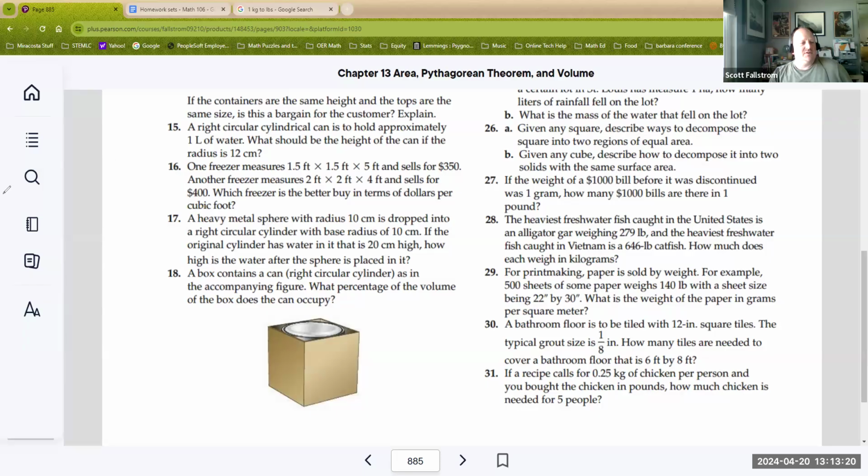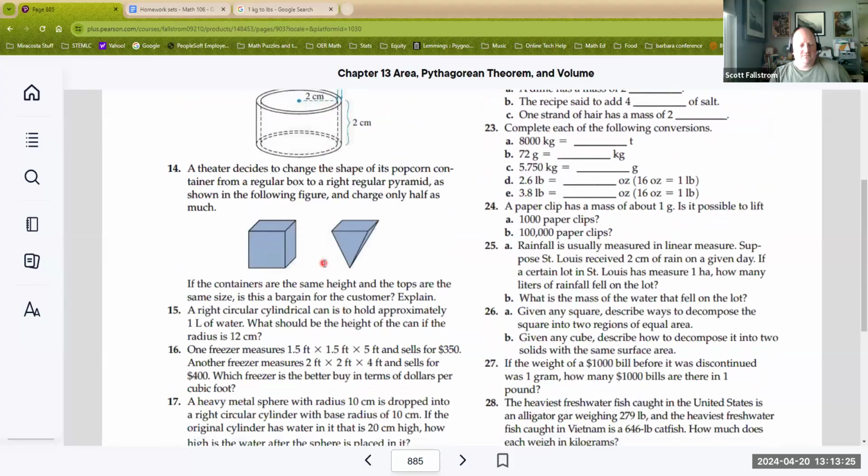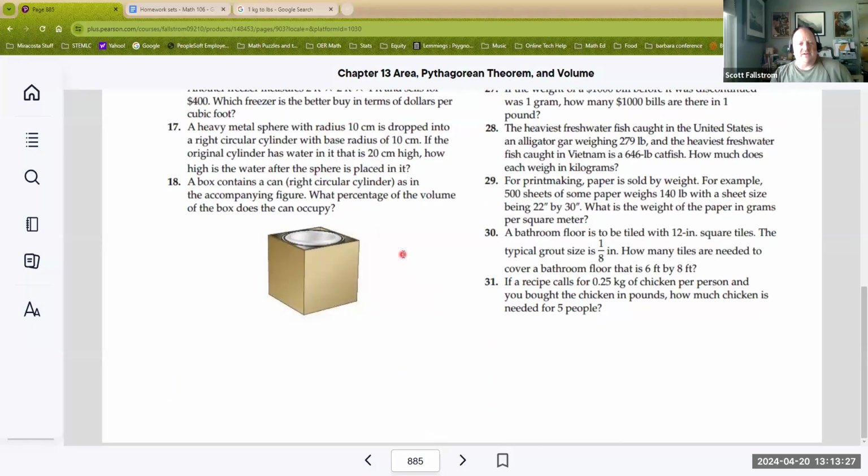I wish they did one of these with the rain barrels. My friend bought a rain barrel. Maybe I'll have that question on the test.